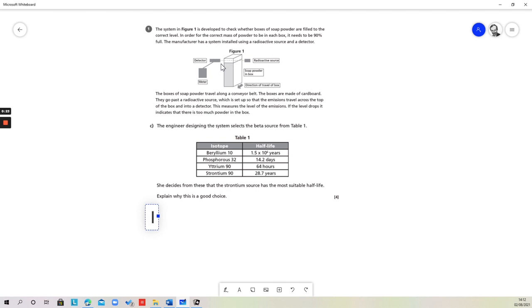And in order to find out whether they are being filled to the right level and no higher, there is a radioactive source on the right hand side, a detector on the left hand side, so the radioactive emissions will travel through this space here, and if there's too much soap powder in the box, it will then reduce the level of radioactivity which is being detected here on the left hand side.